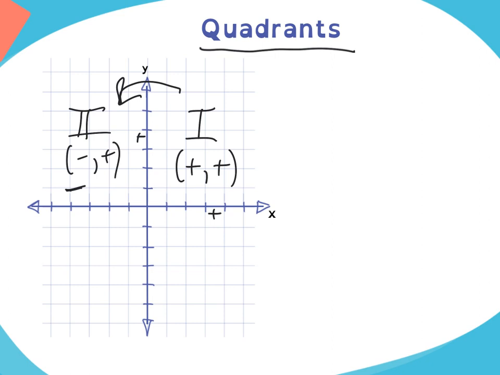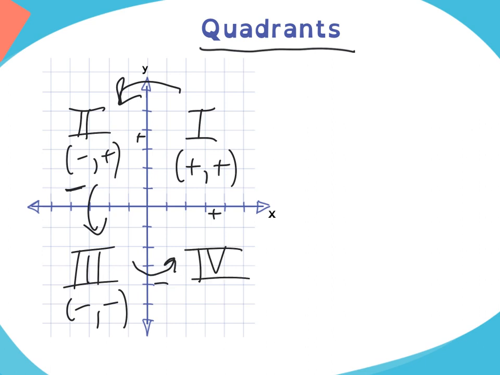Quadrant 2 is a -x and a positive y. So it's negative, positive. Keep going, and we get to quadrant 3. Quadrant 3 has a -x coordinate and a negative y coordinate. Finally, we get to quadrant 4, and quadrant 4 has a positive x coordinate and a negative y coordinate. If you follow these in order, it forms a C for coordinate plane, or Miss Chelsea.